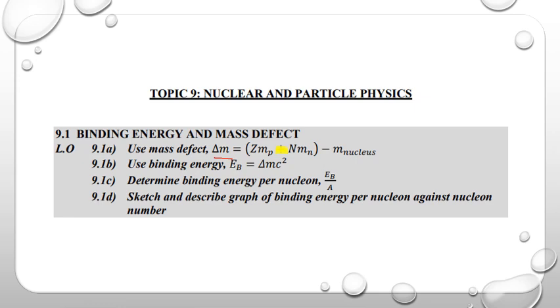And then we're going to learn how to use the binding energy, EB equals delta M C squared, and then determine binding energy per nucleon. Now, why is it important to know how to calculate the binding energy per nucleon? Because it will tell us whether a particle is stable or not. And then last, sketch and describe the graph of binding energy per nucleon against nucleon number.